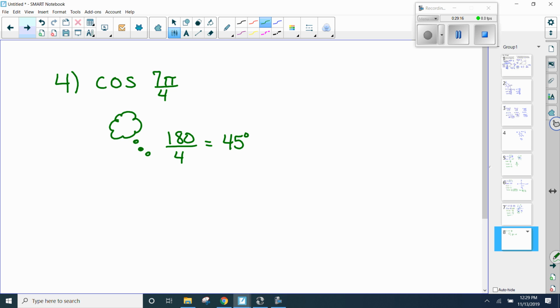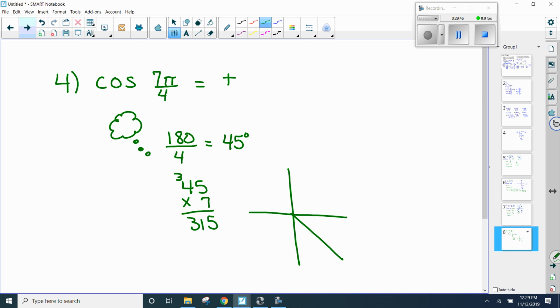45 degrees. So if I have 7 of them, there's different ways you could do this. If I take 45 times 7, you get 315 degrees. So what quadrant are you in? The fourth. You're in the fourth quadrant, which makes cosine a positive answer.